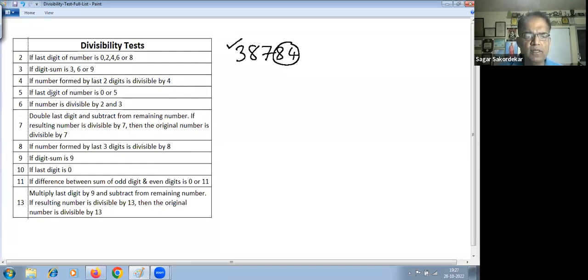For 5, if the last digit of the number is 0 or 5, then it is divisible by 5. For 6, we have to use a combination of these 2 and 3. So that means here the digit sum should be 3, 6, or 9, and the last digit should be one of these. If both of these are satisfied, the number is divisible by 6. Any doubt so far?